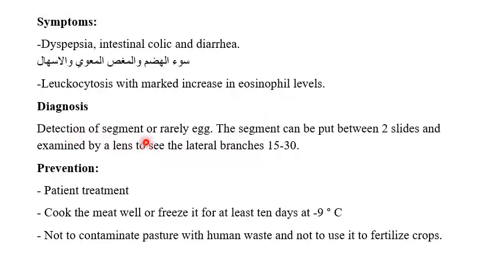Diagnosis: detection of segments or rarely eggs. The segments can be put between 2 slides and examined by a lens to see the lateral branches, 15 to 30 or 25. Prevention: first, the patient should be treated. Cook the meat well or freeze it for at least 10 days at -9 centigrade. Do not contaminate pasture with human waste and do not use it to fertilize crops.